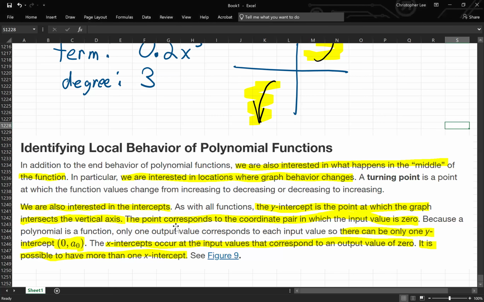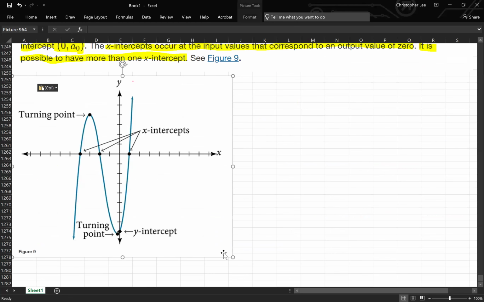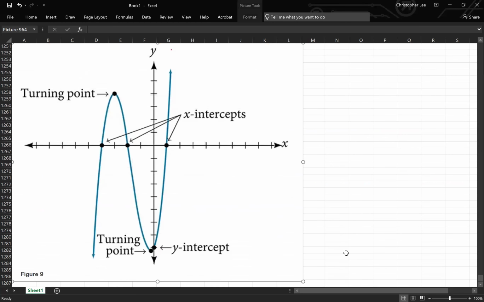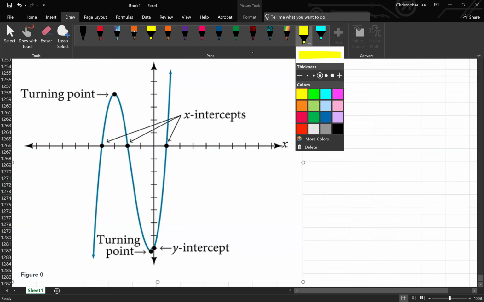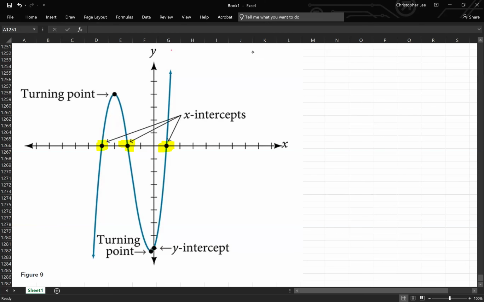Just to show y'all. Here we are. So we have this graph right here. You see at the very top right here, this is a turning point. And on the x-axis, these 3 points, let me highlight them. These 3 points right here, these are my x-intercepts. They are also solutions to the equation. And then up here at the top, we got the turning points. That's what's happening in the middle.